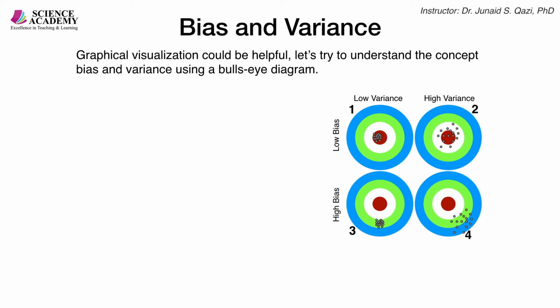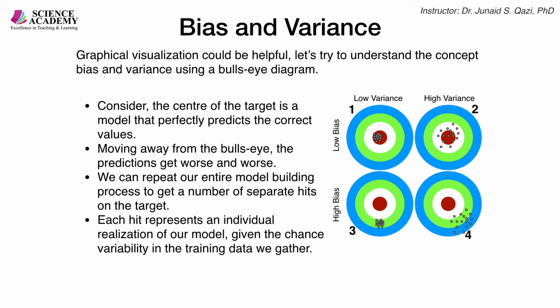If we move from top to the bottom, 1, 2, and 3, 4, we see low bias and high bias in the boards. Consider the center of the target is a model that perfectly predicts the correct values. Moving away from the bull's eye, the predictions get worse and worse.